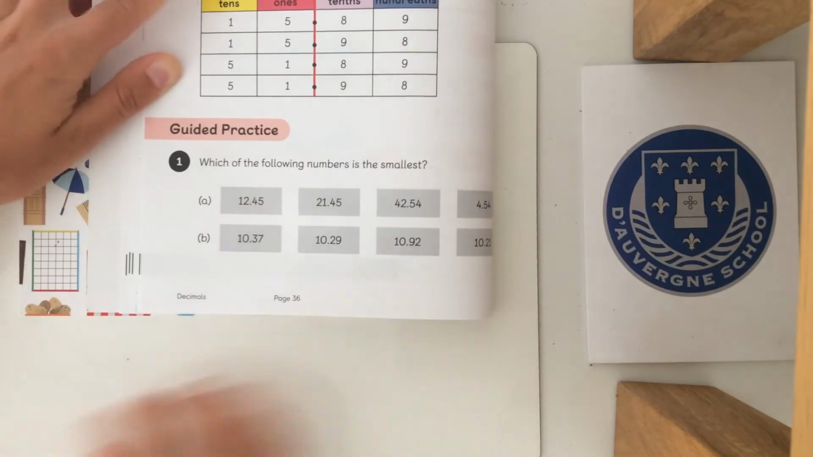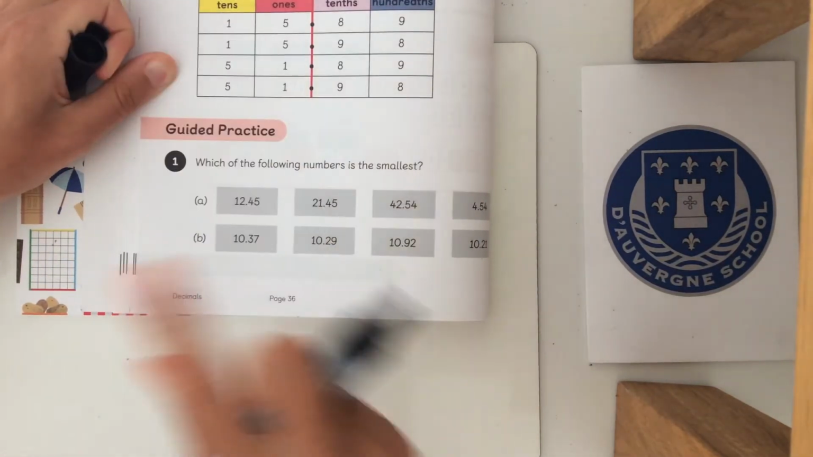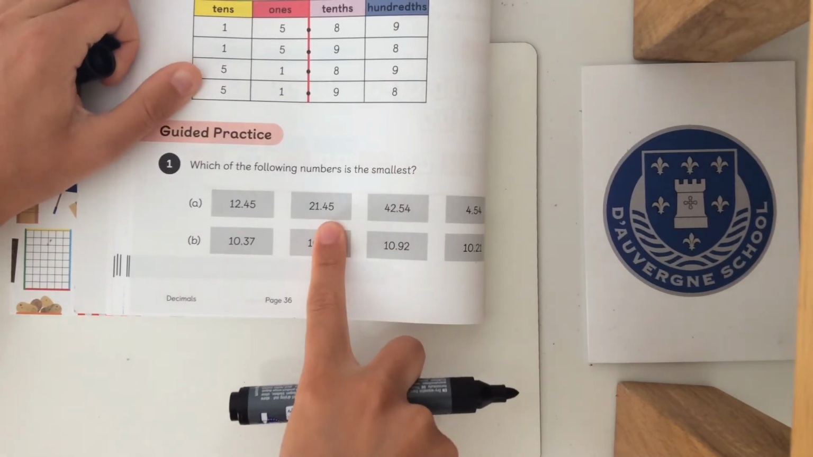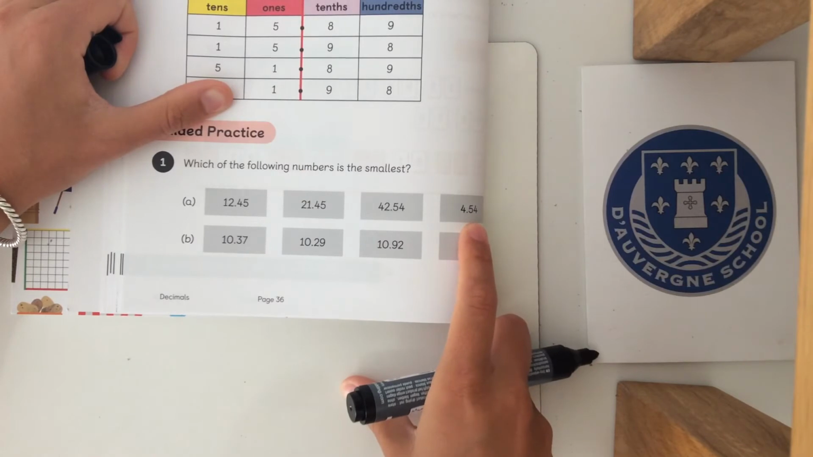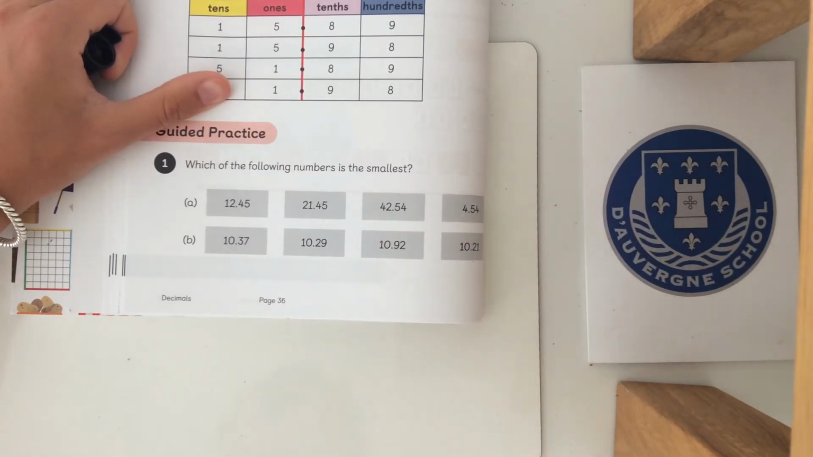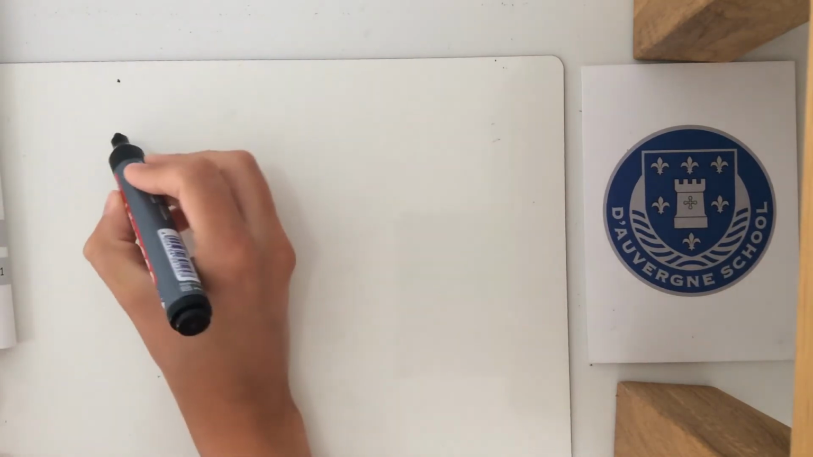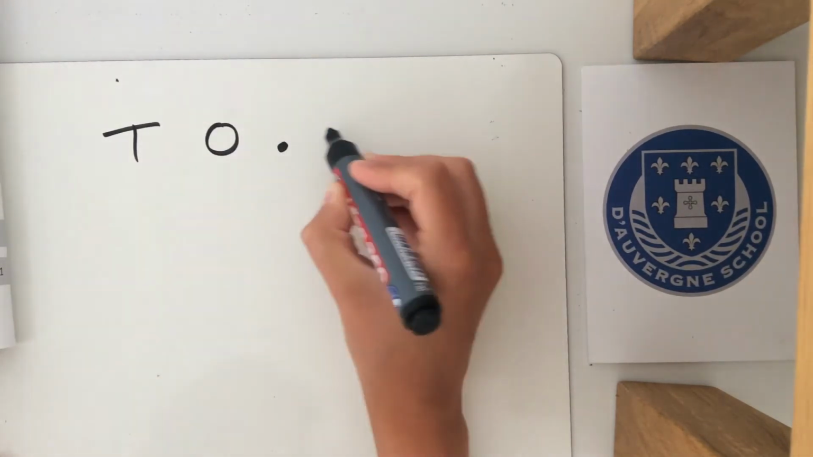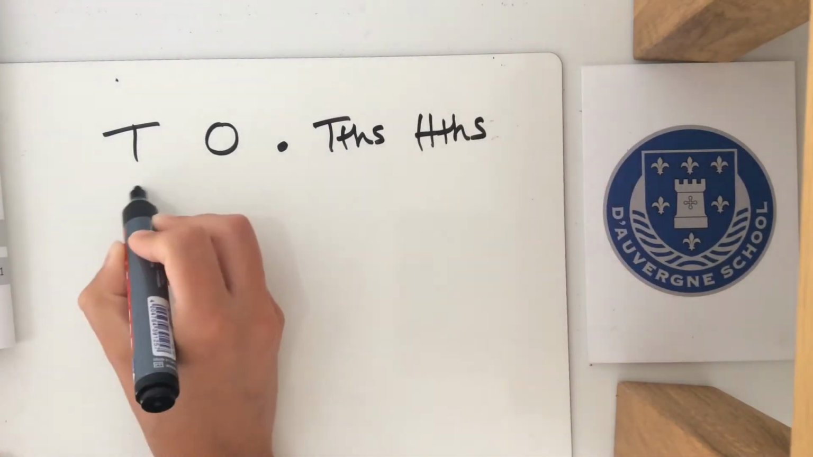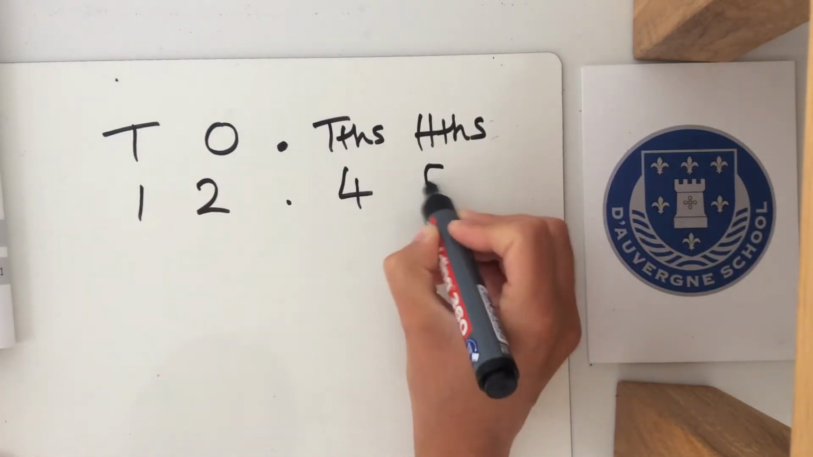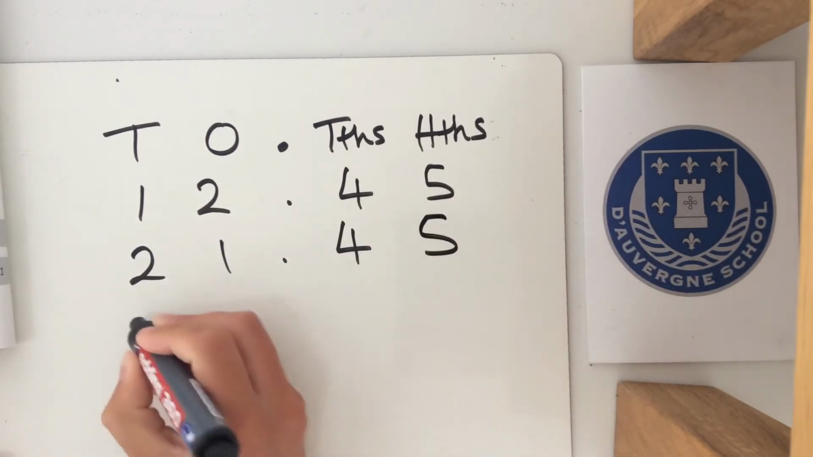Okay, so for question A, we've got 12.45, 21.45, 42.54 and 4.54. Which one is the smallest? So what I would do is I would draw out my place value grid again, and I would put each of the numbers into my place value grid because it's then easier to compare.